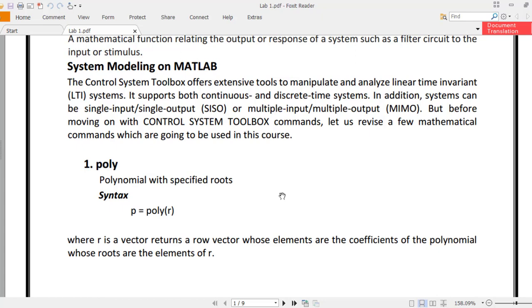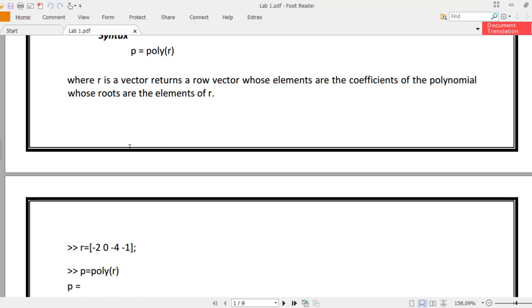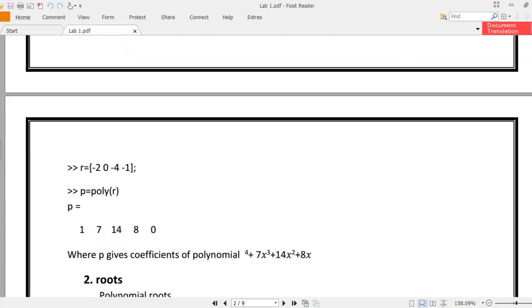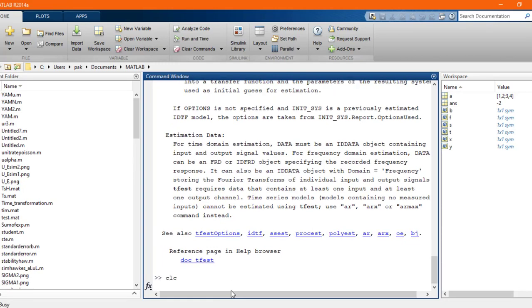So let's move with the poly command. This is a command that makes a polynomial with specified roots. So that's used when you know the roots and you have to make a polynomial from them. So let's see an example for this. We can go back to MATLAB. Here, CLC, and then we'll move forward.